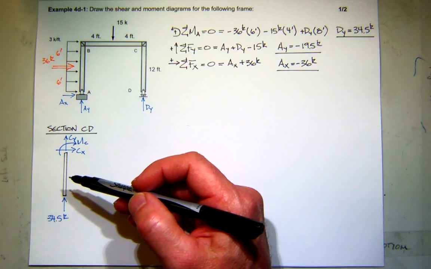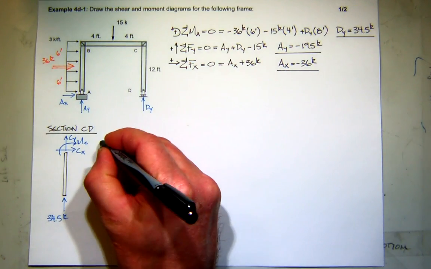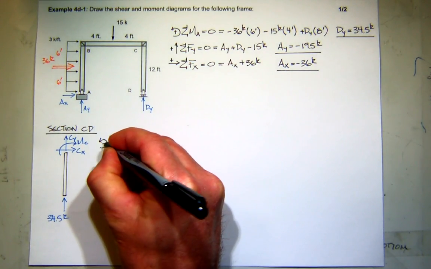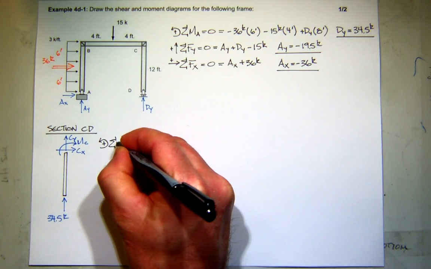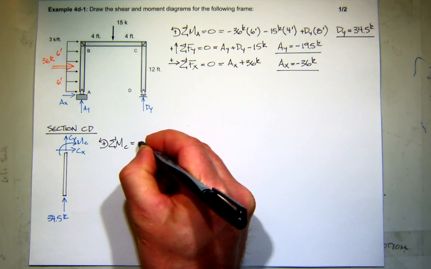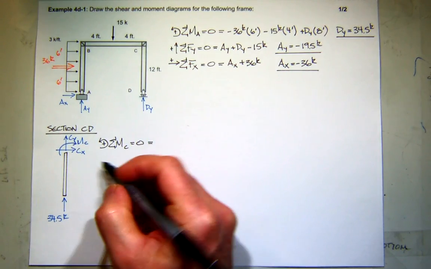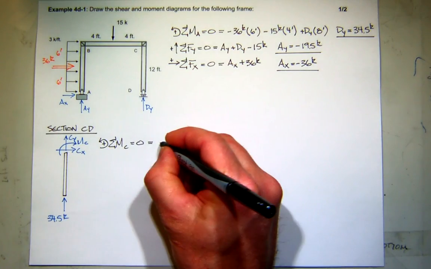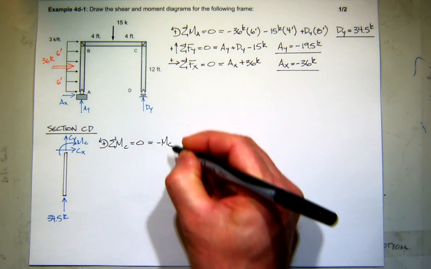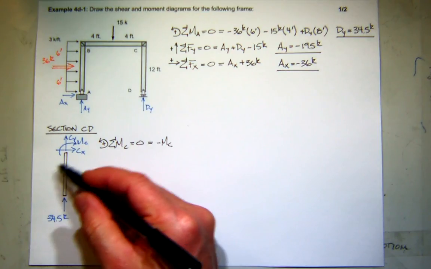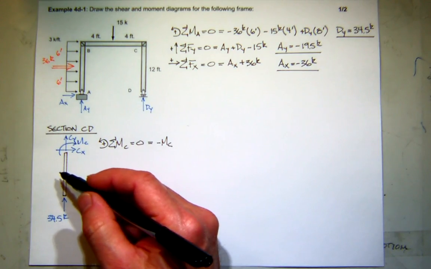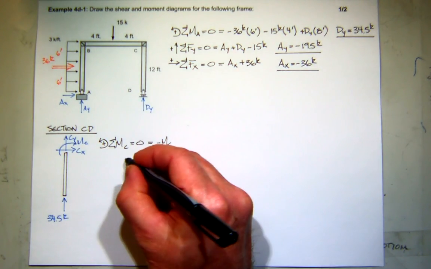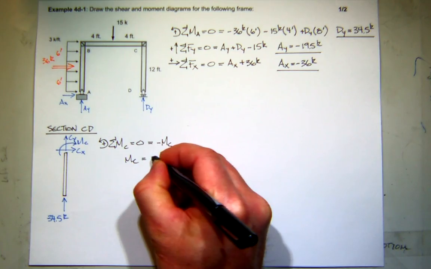Not really a big choice here. We always like to do the moment first, so I'll do that. So if I sum moments at C and make sure this free body is in equilibrium, what is the moment at C? Well, with my right-hand rule, this is a negative moment. And does anything else create moment about C? No. So that just simply says that the moment at C is 0.